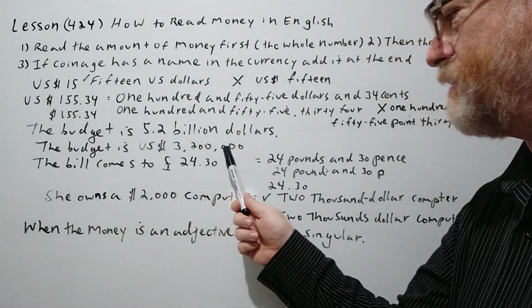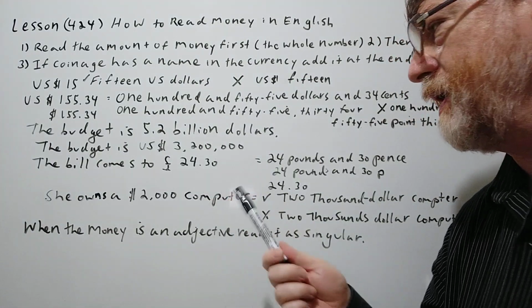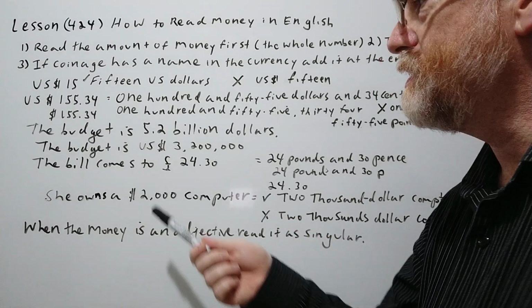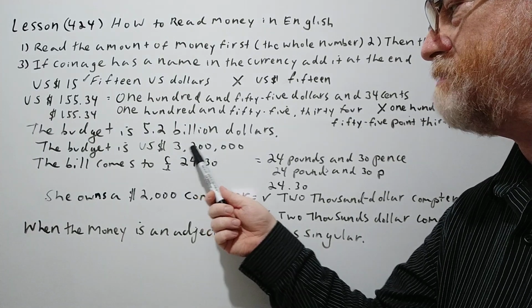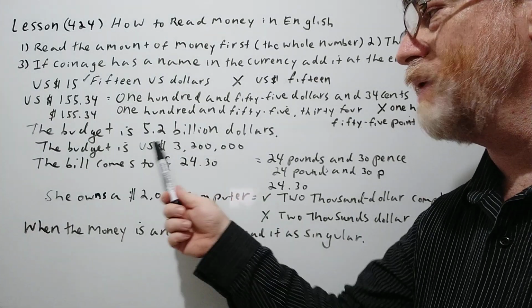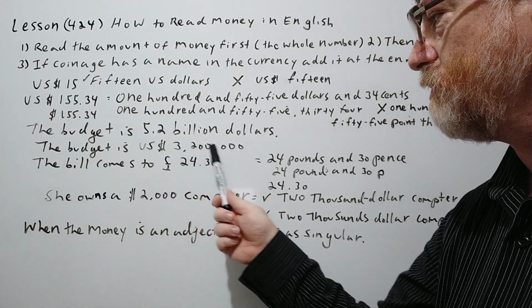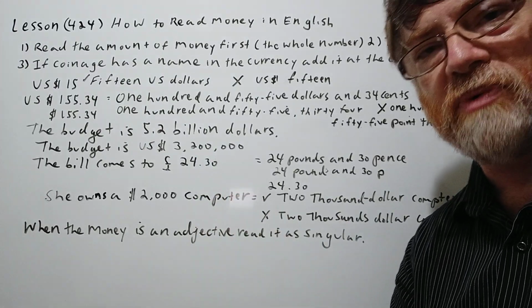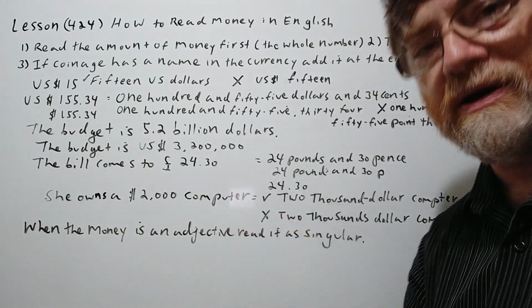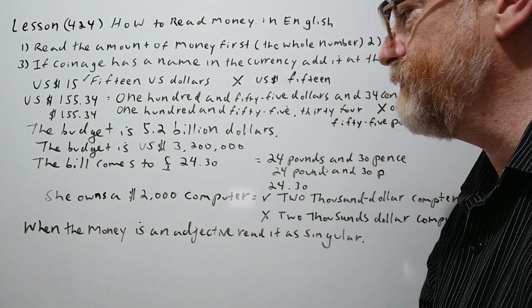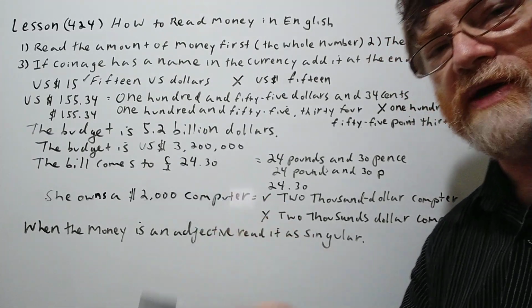If the whole number is written out, I wouldn't read it as a point. I'd just read it normal. So you could say the budget is, like here in this case, 3,200,000 US dollars. So if you have the whole number written out like that, don't read points. Just read it as whatever you see. 3,200,000 US dollars.